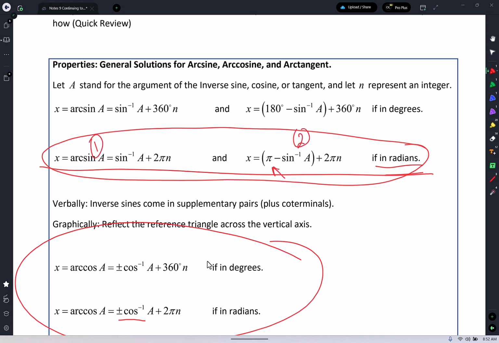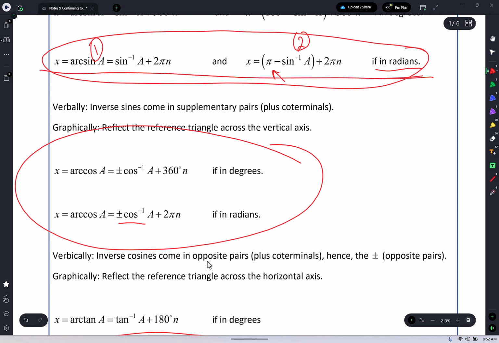Chav, why is there a pi in equation 2? Well, we'll talk about that. Chav, arc cosine just has one equation. No, that plus minus is like one of them's a positive and the second one's a negative. Does that make sense?